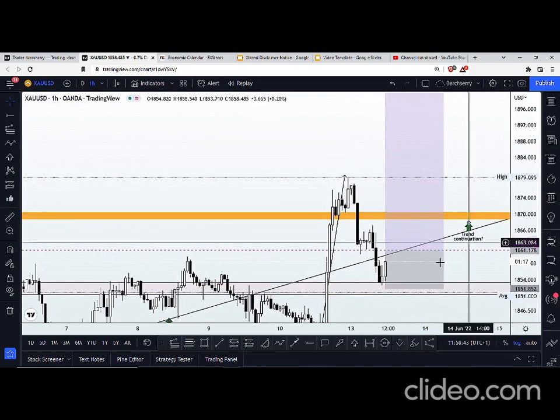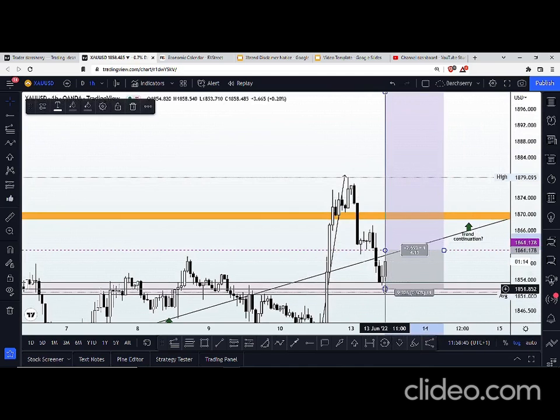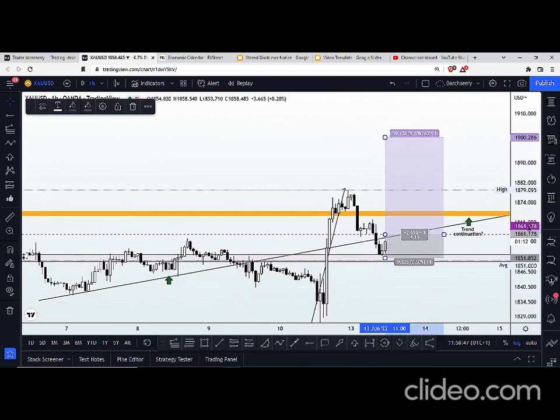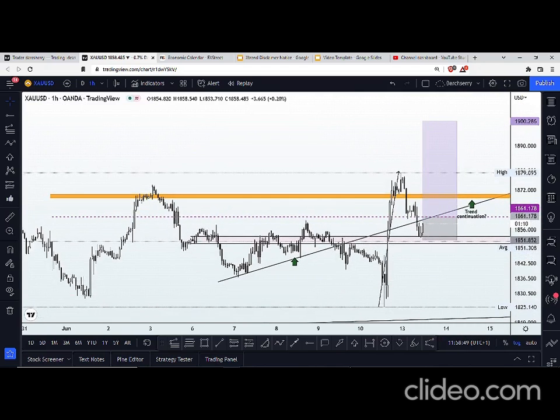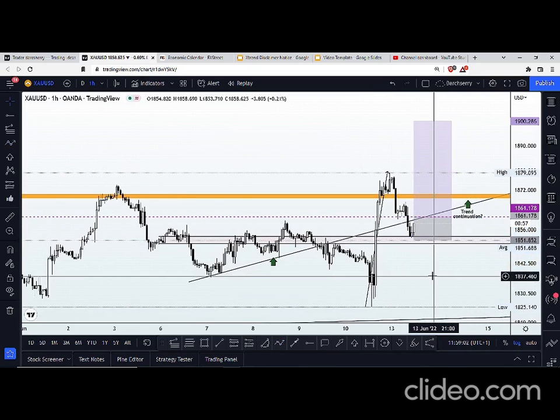So we have our stop loss right below structure here. What this simply means at this point is that we don't want to see price going below this level, because if price goes below this level, then we might be considering to sell the gold in the new week. But for now, I'm not doing any sell. I'm not thinking of any sell until we see how price plays out in the next couple of hours.